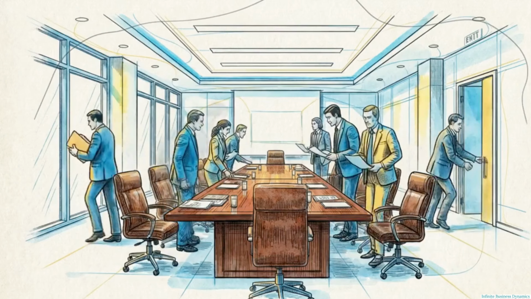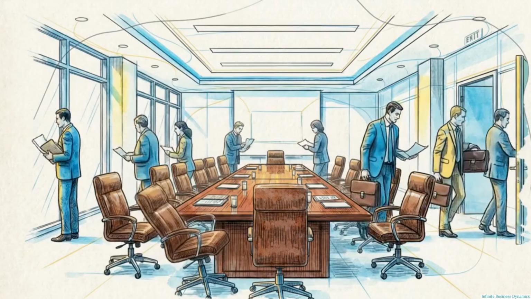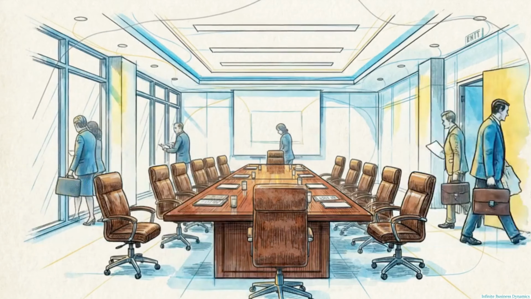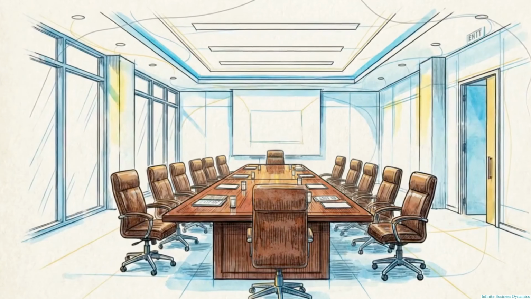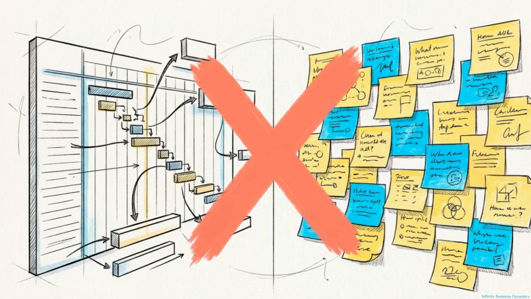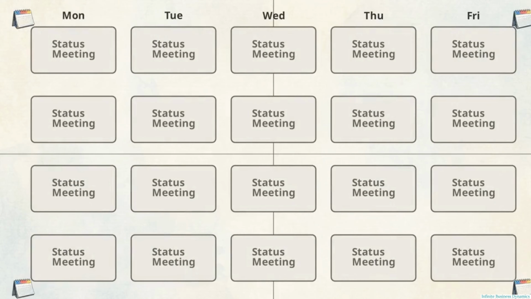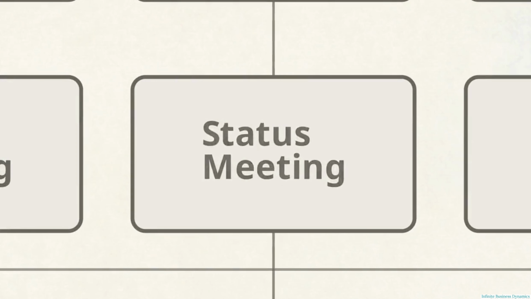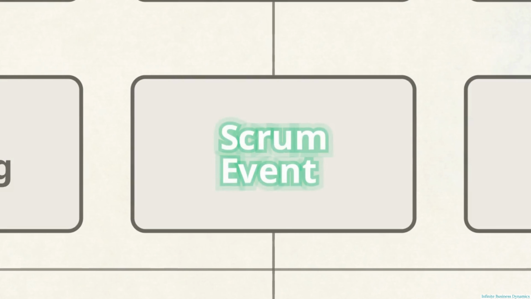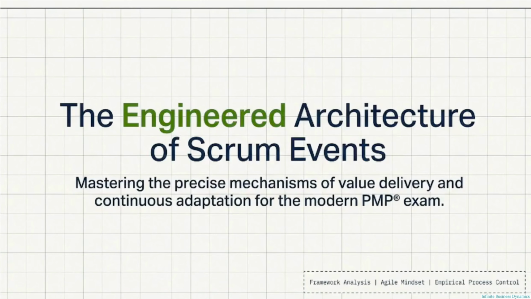When experienced project managers fail the Agile portion of the PMP exam, it is rarely because they lack vocabulary. It is usually because they try to map traditional, predictive project phases directly onto an Agile environment. This error shows up most clearly in how they view Scrum events. They look at a project schedule and assume these are standard, administrative corporate meetings. To correct this, we have to look past the calendar and examine the engineered architecture of Scrum.